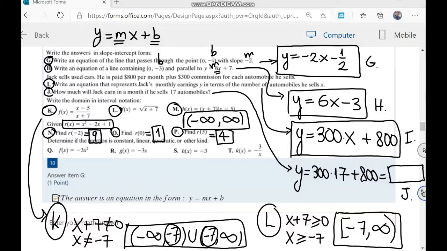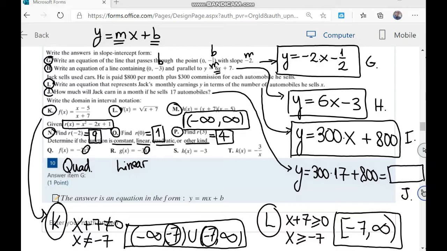Last on this part, Q, R, S, and T. You might remember this one because we worked it this week. It's to identify if it's a constant, a linear, a quadratic, or other kind of function. Check out the first one. The first one has an x squared. If you can find x squared, this is a quadratic function. Check R. R doesn't have any exponent on the variable. So this is going to be linear. If you don't find any exponent, it's a linear function.